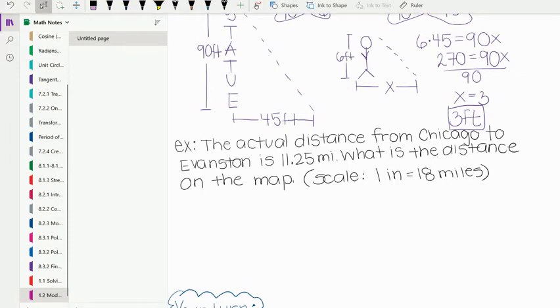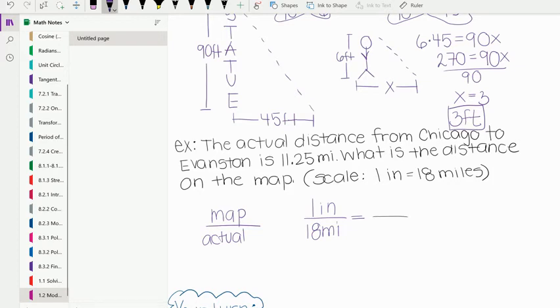We want to know what is the distance on the map. So that means if I were to measure it, what would it be? So we're talking about inches because it gives us that scale. So again, we can set this up in a couple different ways. I'm going to make a proportion. So we have the map and then we have the actual distance. So for the map, we know that 1 inch is 18 miles. So we want to set that equal to our other ratio, which is 11.25 miles is how many inches.